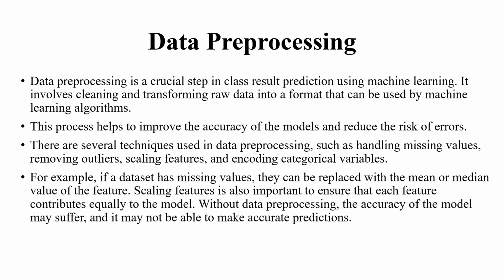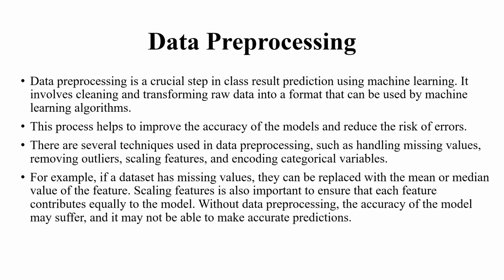Data pre-processing. Data pre-processing is a crucial step in class result prediction using machine learning. It involves cleaning and transforming raw data into a format that can be used by machine learning. This process helps to improve the accuracy of the models and reduce the risk of errors.